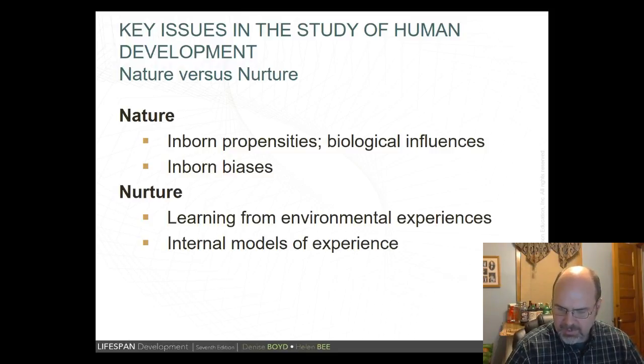Watson made a comment in 1930: give me a dozen healthy infants, well-formed, and my own specified world to bring them up in, and I'll guarantee to take anyone at random and train them to be a doctor, a lawyer, a merchant, a chief, regardless of their talents, propensities, abilities, vocations, or race of ancestors. This really focuses on the importance of nurturing for a person to reach their full potential.